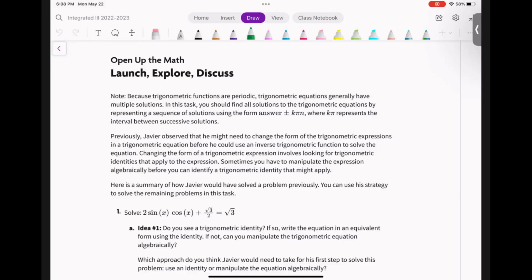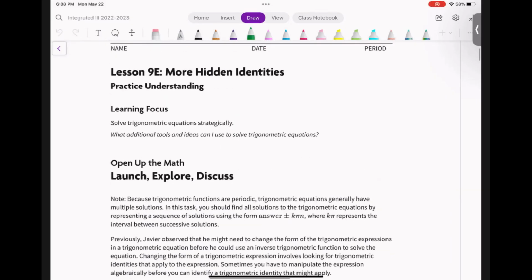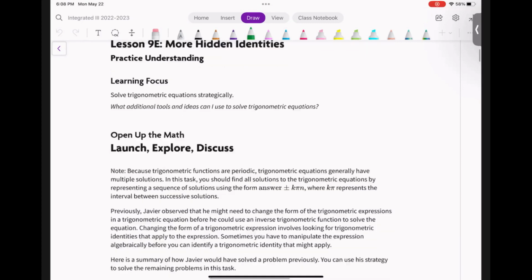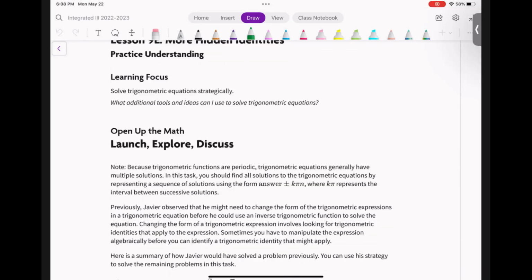Okay, so we are back and we are doing our last section of the year, and it's 7.9, which is called More Hidden Identities. In today's job, you're going to be able to solve trig equations strategically. And what additional tools and ideas can I use to solve trig equations? And here's the big thing: when you're solving trig equations, you're really relying on a multitude of things.